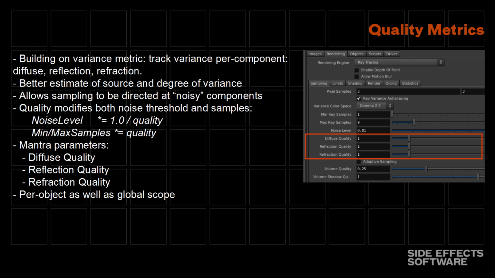So the mantra parameters that are relevant are diffuse quality, reflection quality, refraction quality. And these are available per object as well as at the global scope on the ROP. So that gives you the flexibility to isolate individual objects that are causing problems. So you can say, isolate that object, attach that rendering parameter to it, and tune it and get the right result, get a smoother result out of the render.